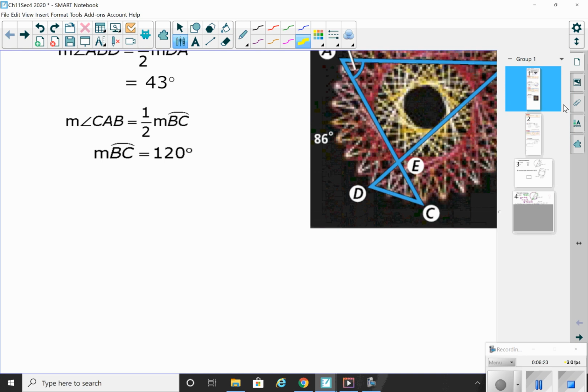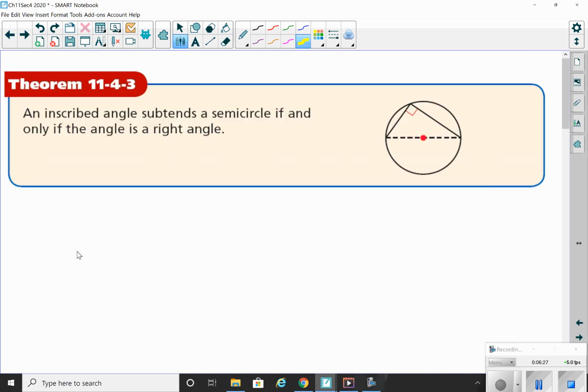Okay, on to our second theorem for today. An inscribed angle subtends a semicircle if and only if the angle is a right angle. Remember, if and only if means it's a biconditional statement, that the conditional and the converse are both true. So if an inscribed angle subtends a semicircle, then it's a right angle. Or the converse, if an angle is a right angle, then the inscribed angle subtends a semicircle.